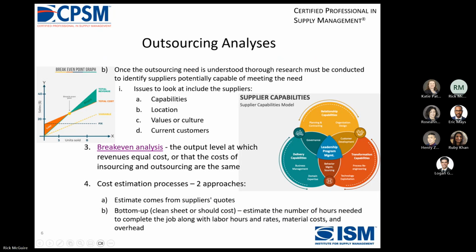Okay. Cost estimation process. So a couple of ways to do it. You can estimate based on triangulation of 2 or 3 supplier quotes, or you can do a clean sheet should-cost from the bottom up. Look at the number of hours to complete the job along with labor hours, rates, material costs, and overhead. This is essentially how manufacturing engineering would do a make or buy analysis. This is very common in purchasing, where you get 2 or 3 quotes and look to see where they're at.